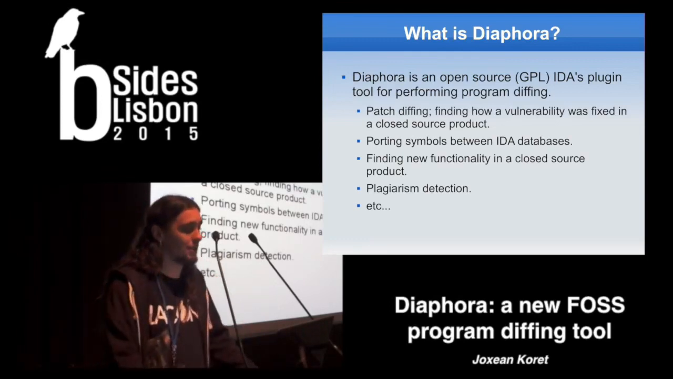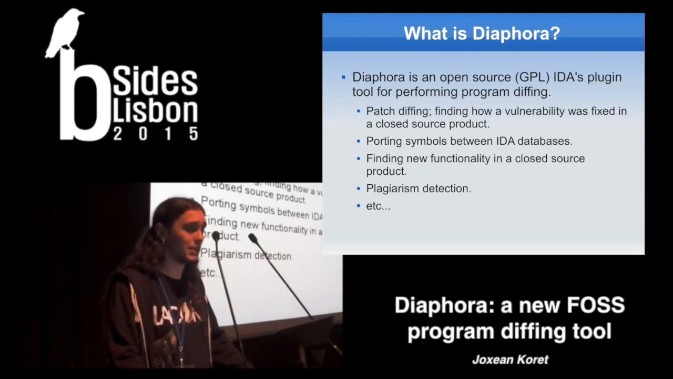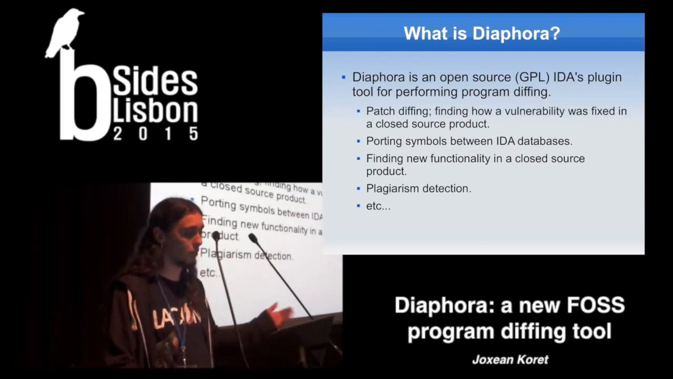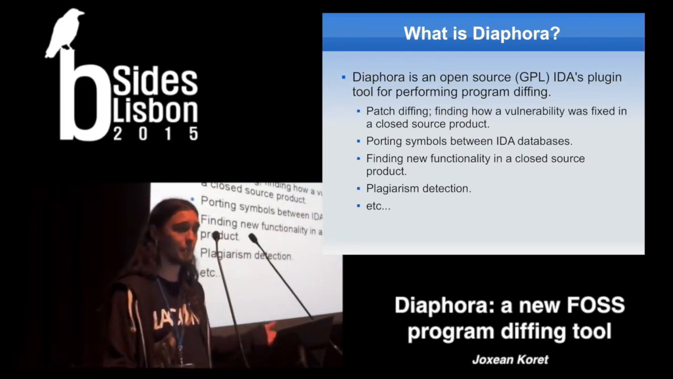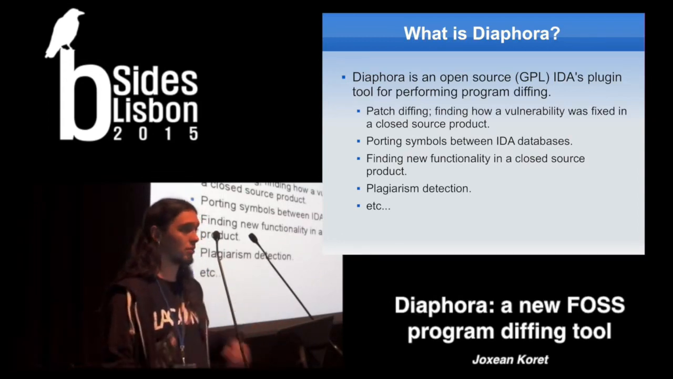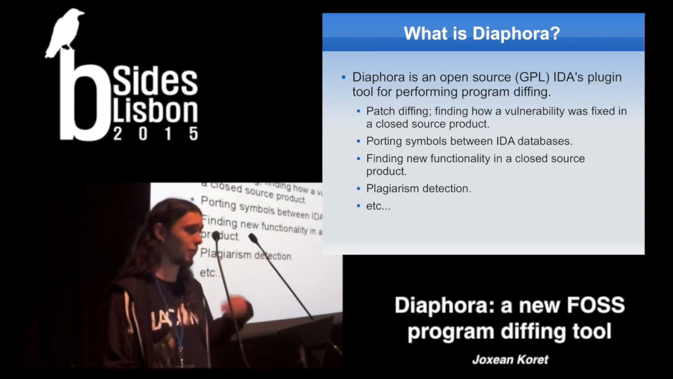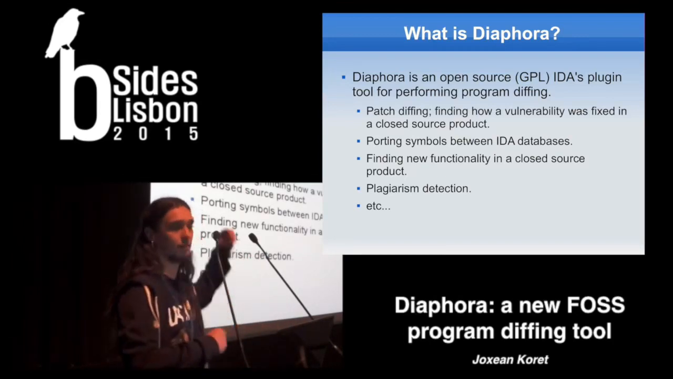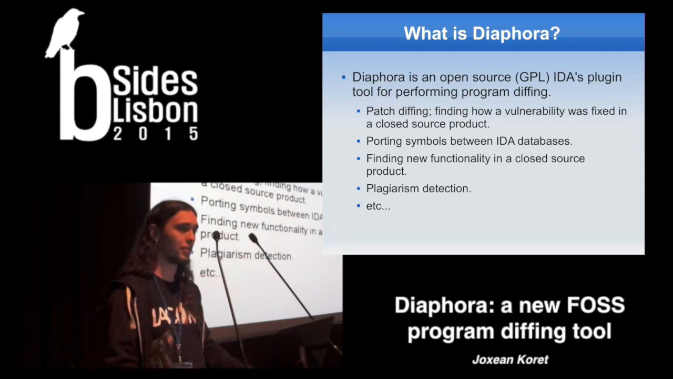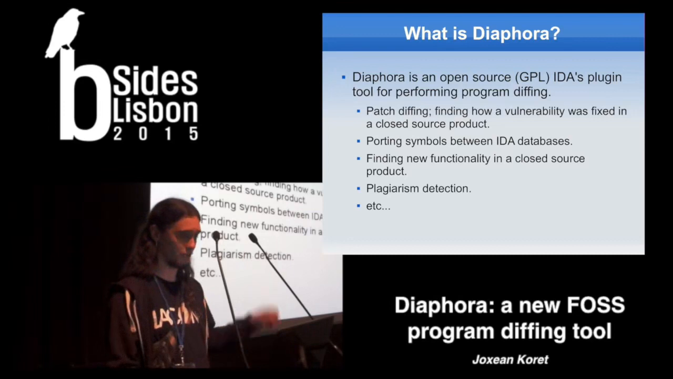It can also be used, for example, for porting symbols between IDA databases, or for finding new functionality that was added in a closed source product. It can also be used, and this is one popular use of such tools, for detecting plagiarism. If some company uses the source code of some open source project which forbids closing it, or some company just stole the source code from another company and integrated it, we can, using binary diffing, program diffing, check if it is actually the same or if they share a big amount of the same code.